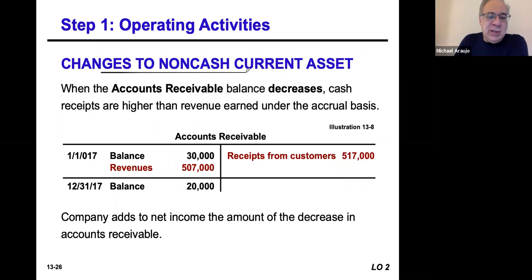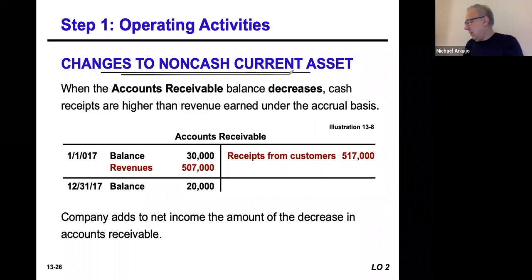The changes to these current assets are really the trickiest part of all of this. There's a wonderful chart in your book that I'll review with you, because I think it's part of the slideshow. That really will help you understand what to do with those differences. What happens when accounts receivable decreases from one year to another? Well, accounts receivable decreases because you've collected more cash, right? You collected more cash.